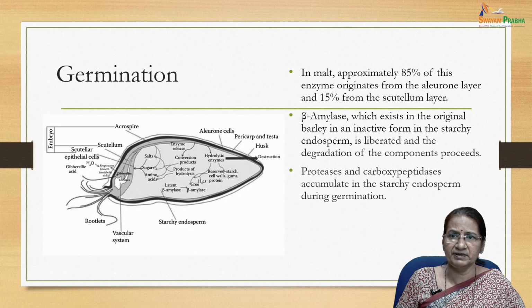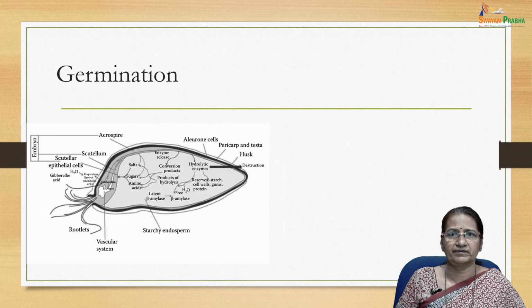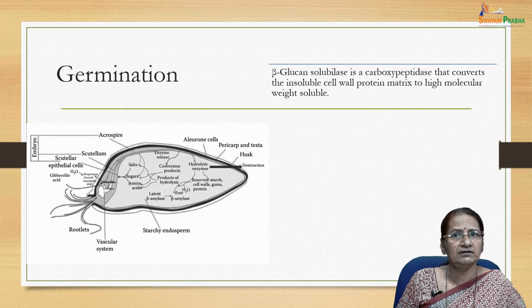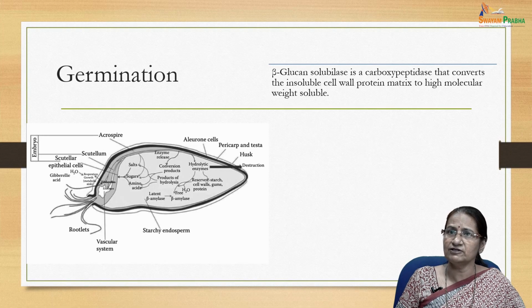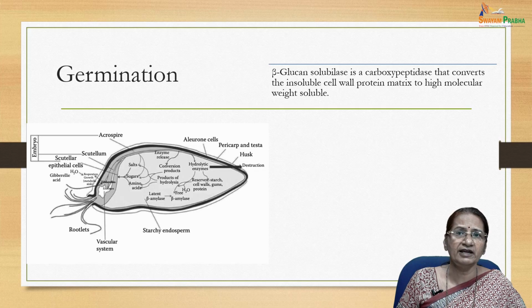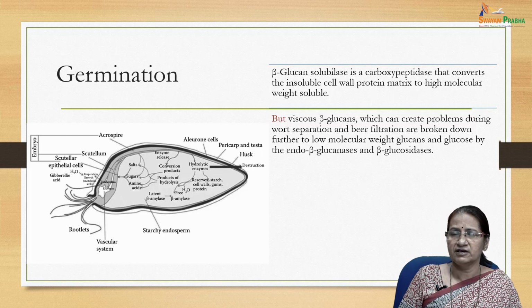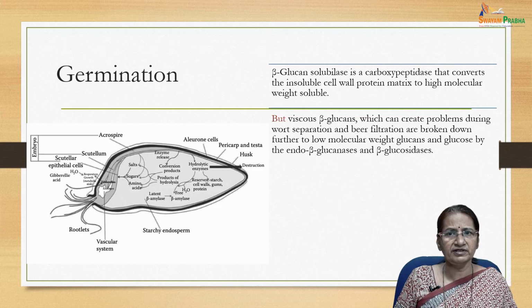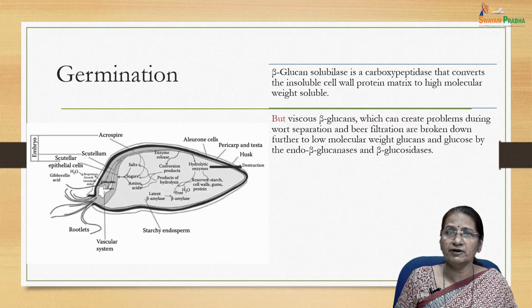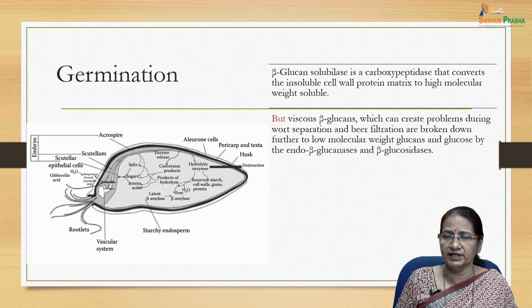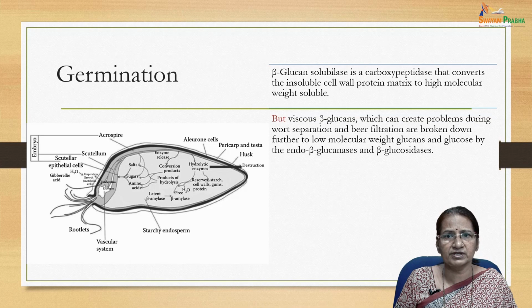Proteases and carboxypeptidases accumulate in the starchy endosperm during germination. Beta-glucan solubilase is a carboxypeptidase that converts the insoluble cell wall protein matrix to high molecular weight soluble beta-glucan. But viscous beta-glucans, which can create problems during wort separation and beer filtration, are broken down further to low molecular weight glucans and glucose by the endo-beta glucanases and beta glucosidases.